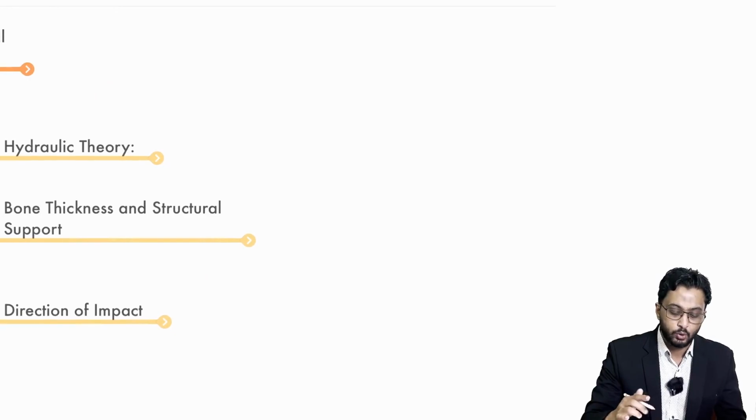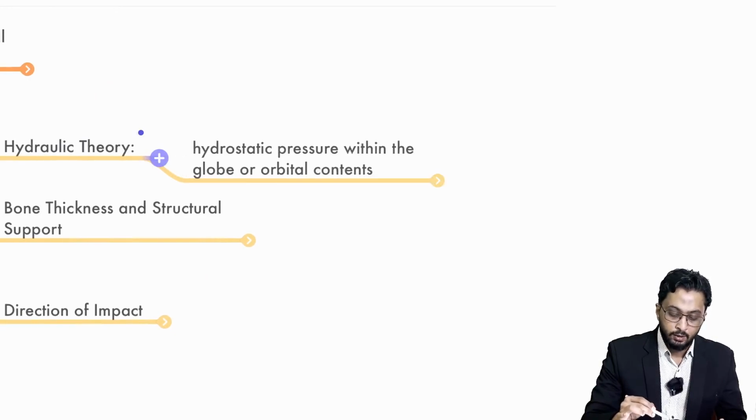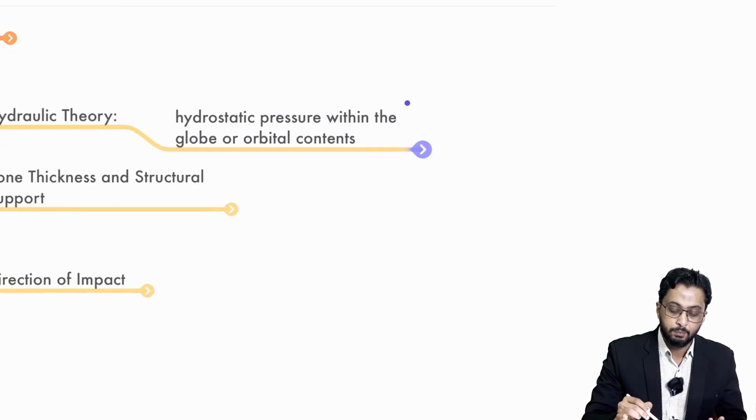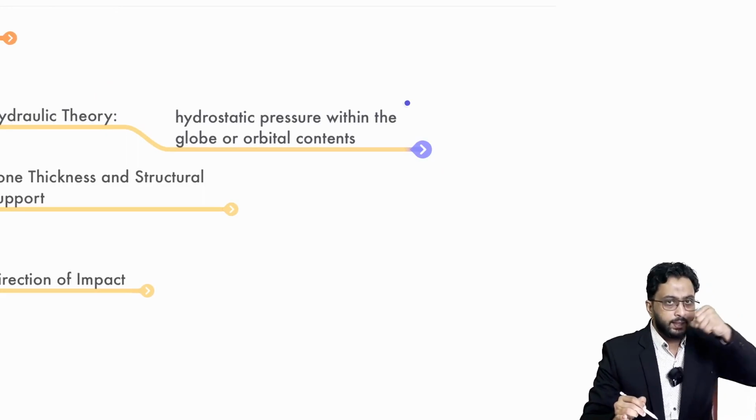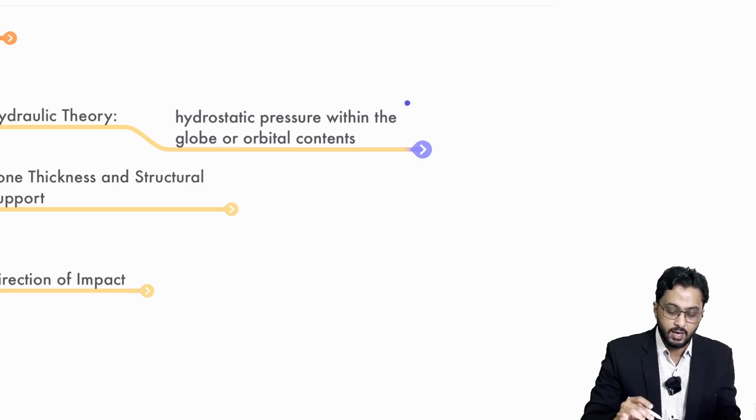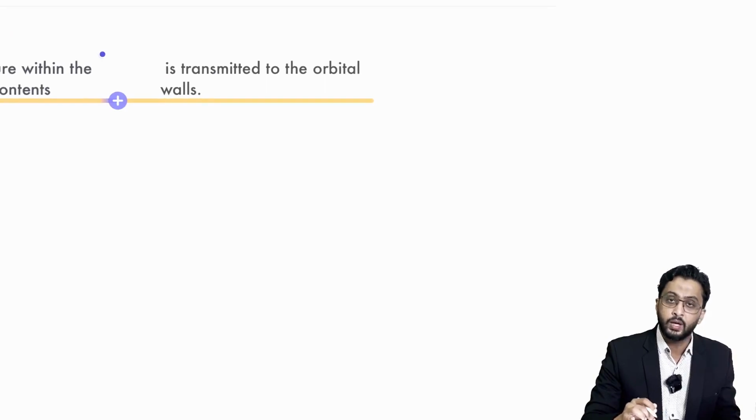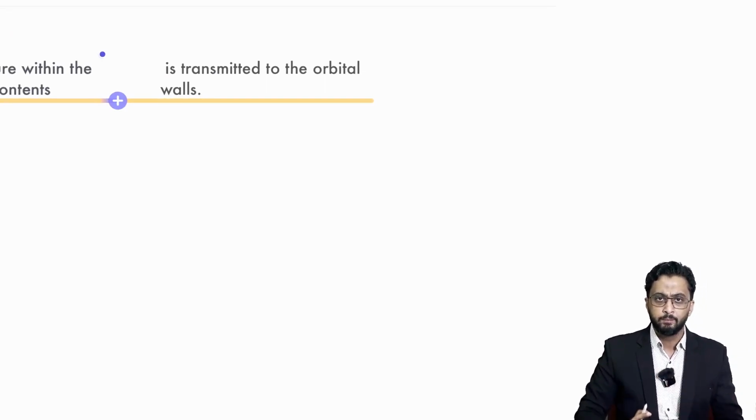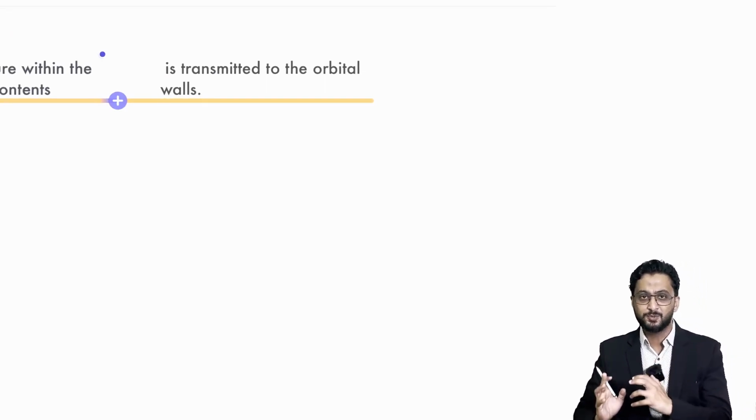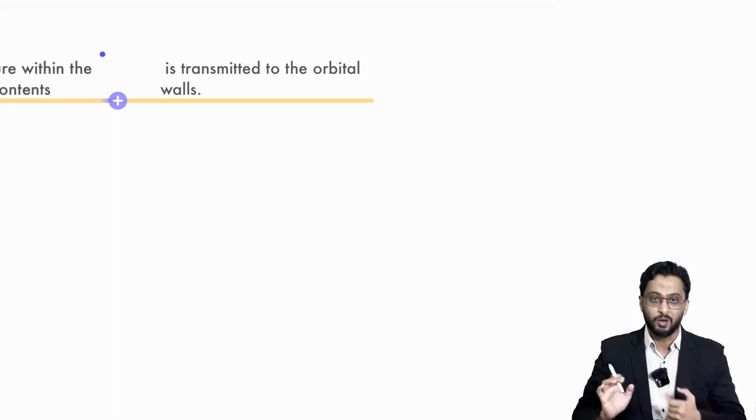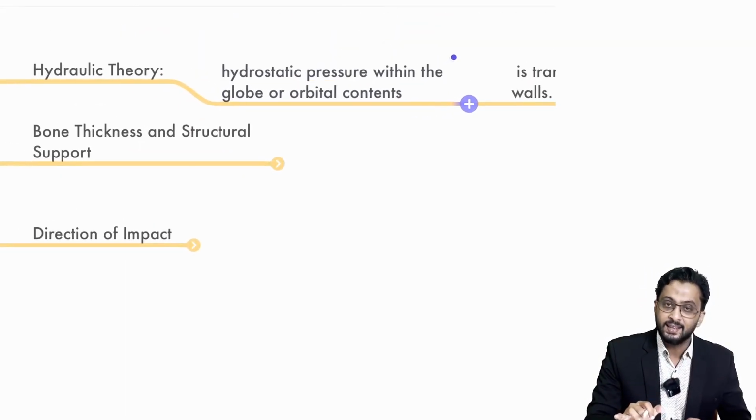The first thing, as I've told you, is the hydraulic theory. Now, we know that there's a hydrostatic pressure within the globe. Hydrostatic means like water is there, and when force is applied, pressure increases. Hydrostatic pressure increases within the globe, and this has to be transmitted to the orbital walls. That is one thing. So where will it transmit? It will transmit to the most prone wall, like I told you. Now, why? That's the next question. Then what decides the most prone wall? That is your bone thickness and structural support.